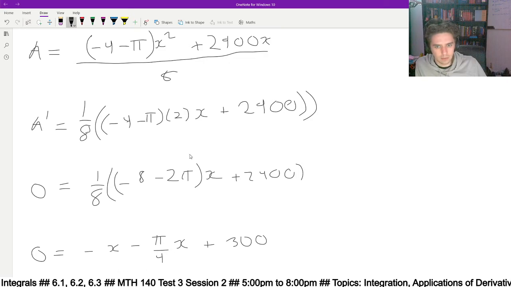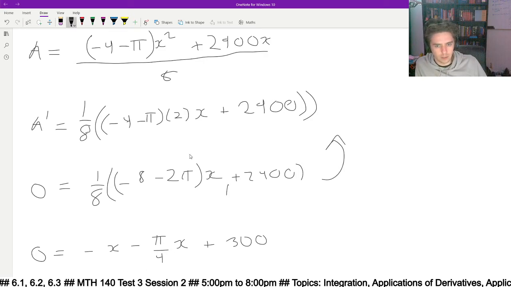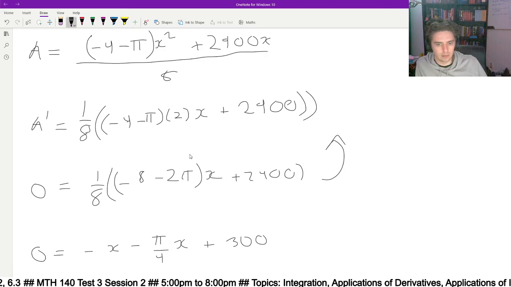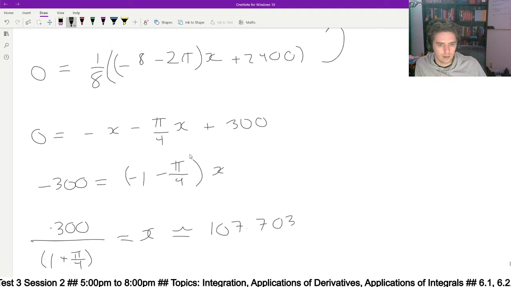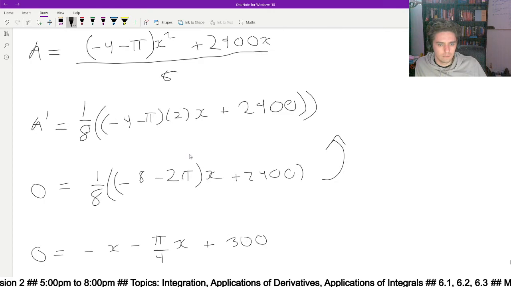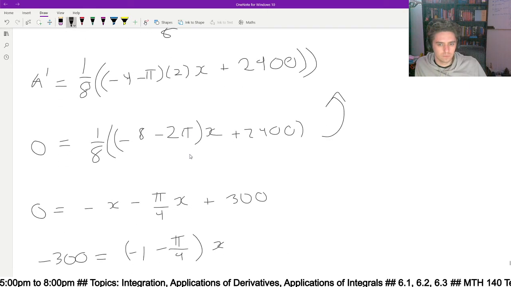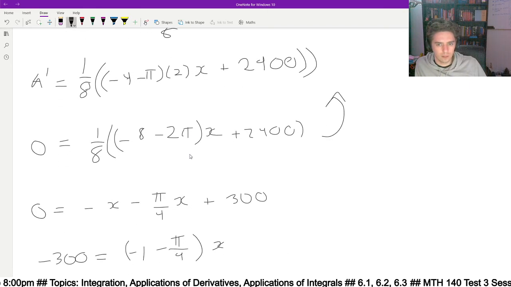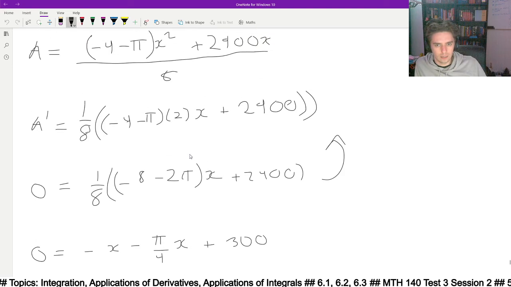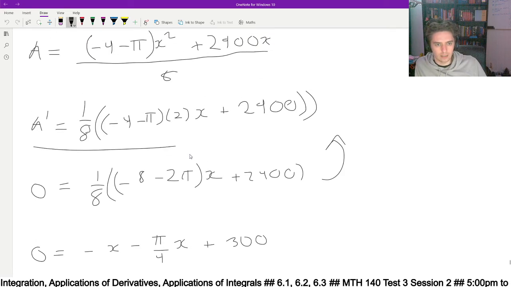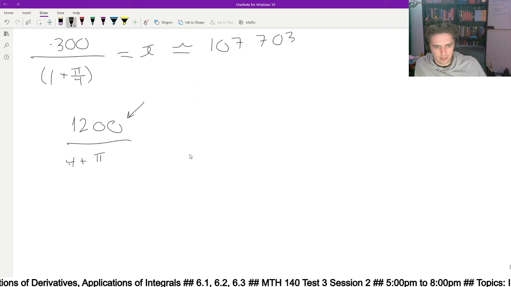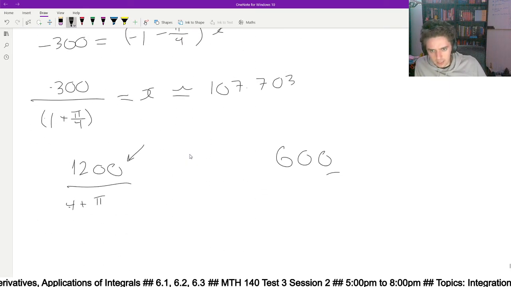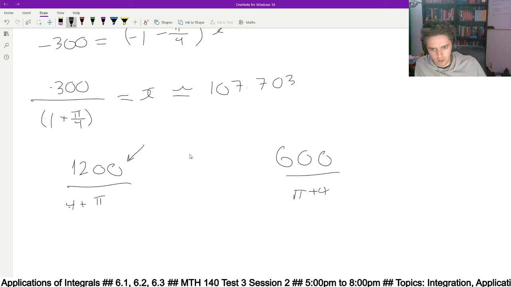I think the mistake was before this, because if I were to do that, the answer would still be twice as big, which is our problem. So that means this line is actually correct. If you take 2,400 to the other side, not this line, the line above that, when you say A apostrophe, yeah, this here. So the answer is actually 600 over pi plus 4.